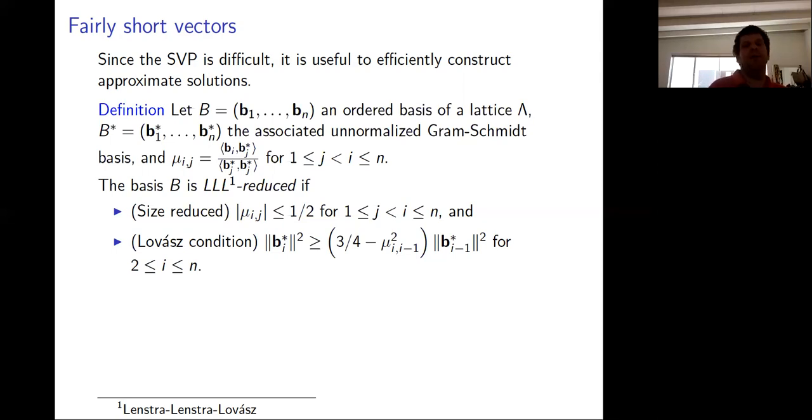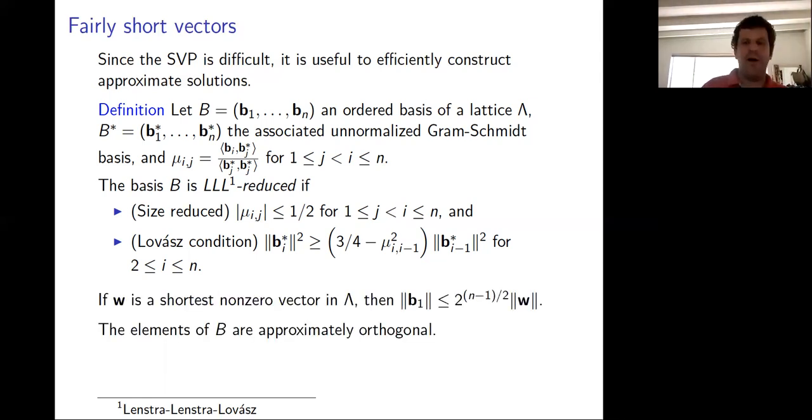We say that a basis is LLL reduced if it satisfies two conditions. One is that the vectors are roughly orthogonal. That is, if I compute these Gram-Schmidt coefficients, they're all at most a half. And the other condition is a little complicated because it has to do with the norms, not of the vectors themselves, but of the associated Gram-Schmidt vectors. But it tells you that the vectors are sort of not in reverse order. They should be going roughly from shorter to longer as you go along.